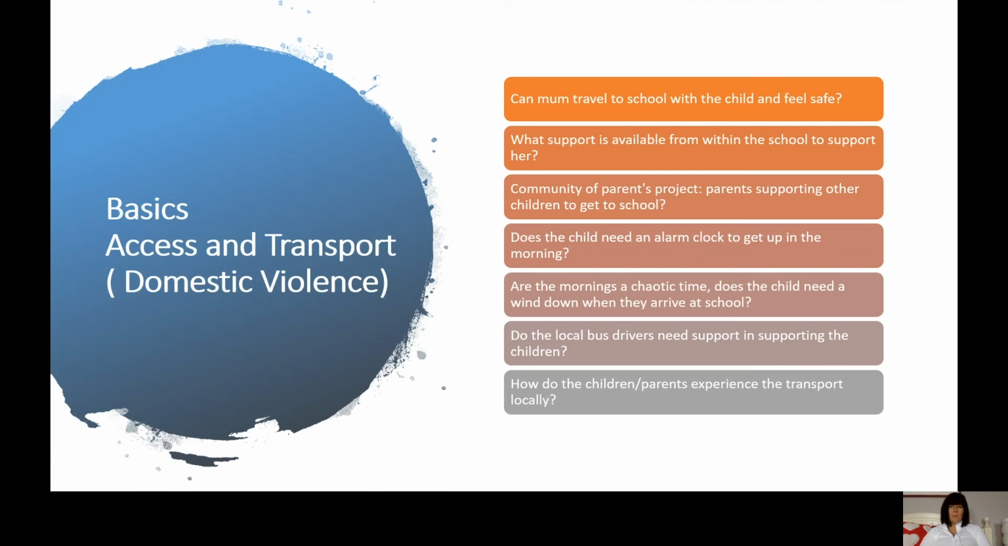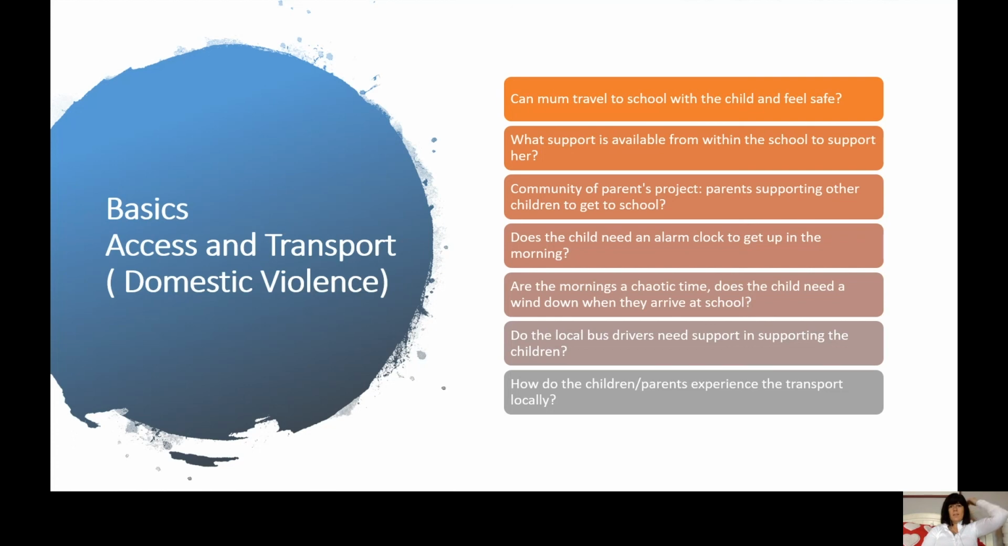So for example, can mum travel to school with the child and feel safe? Or is there a community of parents project that you might set up or have in the school, where, if you are aware that mum lives a few doors down from another mum, does that other mum have capacity to help mum, who's in a tricky situation, get her child to school? It's about how we create a community where everyone is working and supporting each other. Is there any other support available from within the school to support mum? Again, really breaking it down. Or, if there's no access within the community of parents, is there another worker that can support mum to get the child to school? Is there some other way that she might access support?